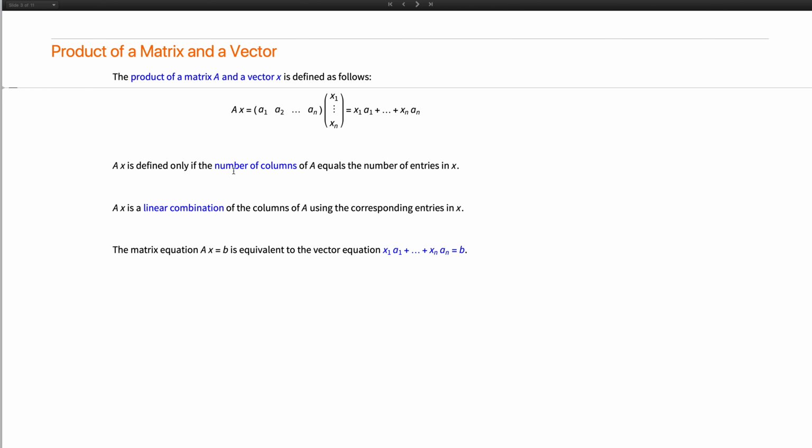Now, of course, to do that, you must make sure that the number of columns of A is equal to the number of entries in x. You need the same n over here and over there. And then you'll notice that the right-hand side is a linear combination of the columns of A with weights from x. And one last thing is that this matrix equation, Ax equal to b, is the same as the vector equation x1 times a1 up to xn times an equal to b.